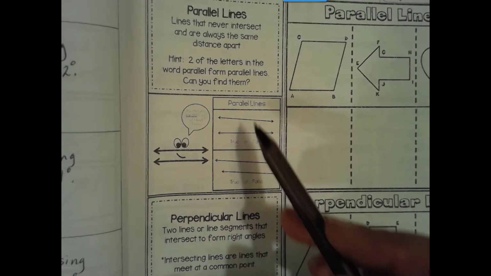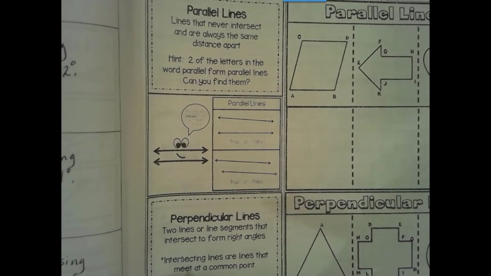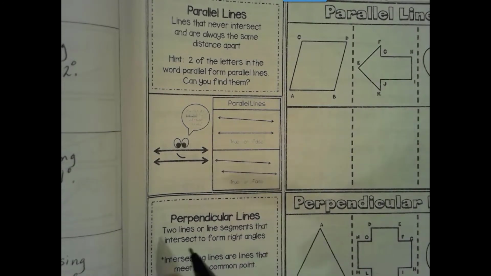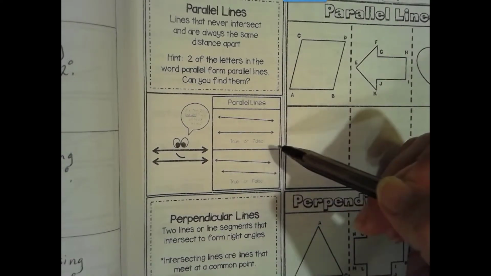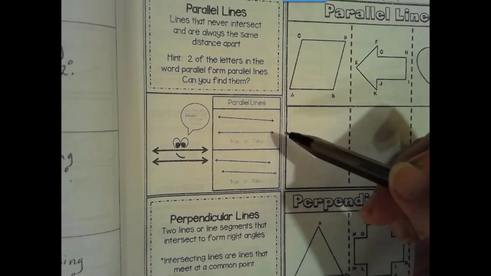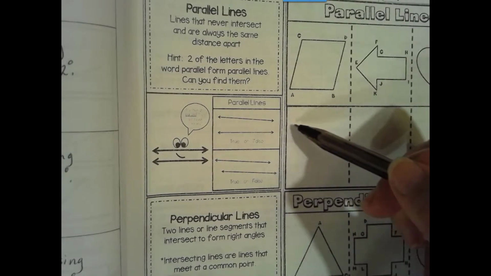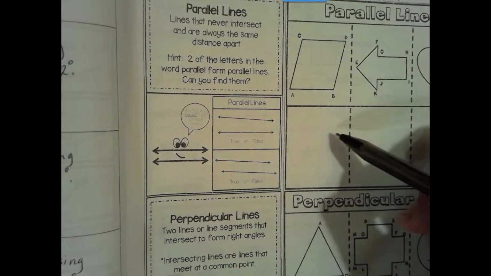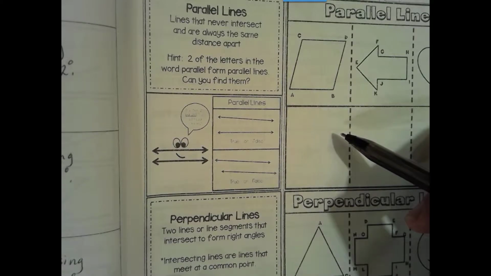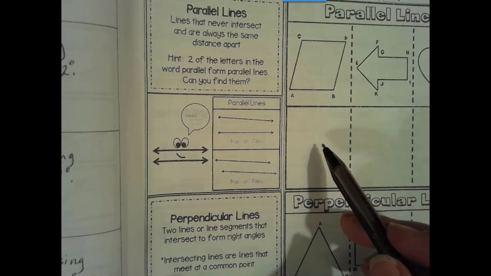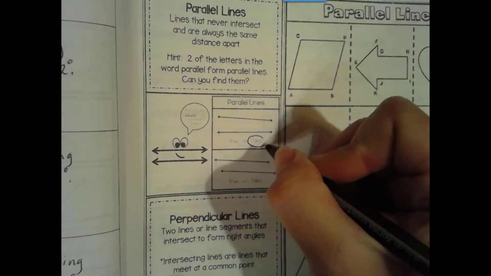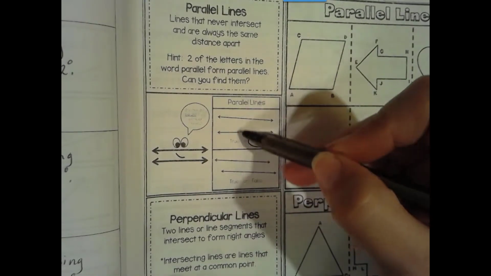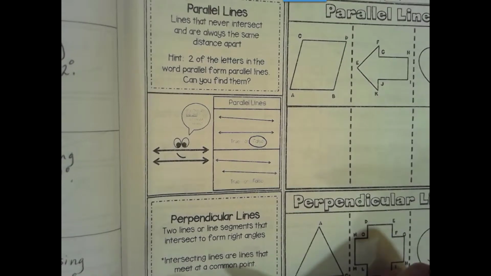So here we have two examples. Are these two lines parallel? Are they the same distance apart the whole way? Or also, as you picture them continuing forever, will they ever cross? If they will cross, then they are not parallel. If they are not the same distance apart the whole way, then they are not parallel.